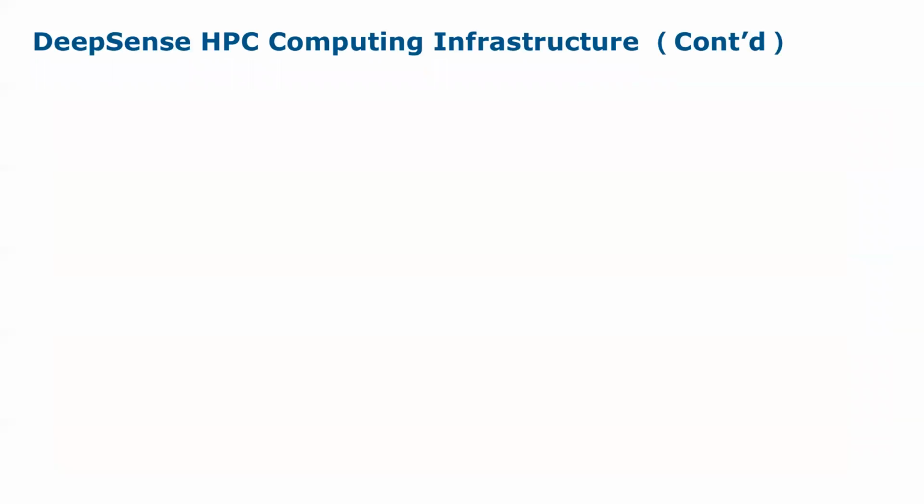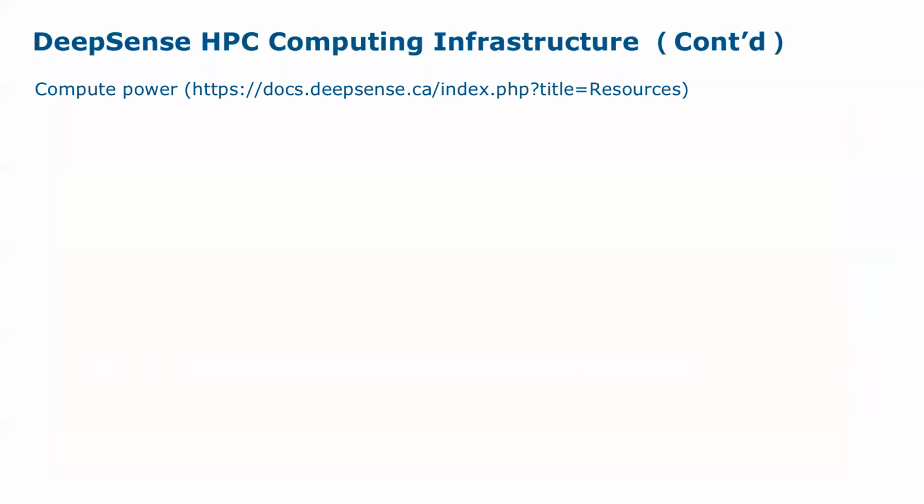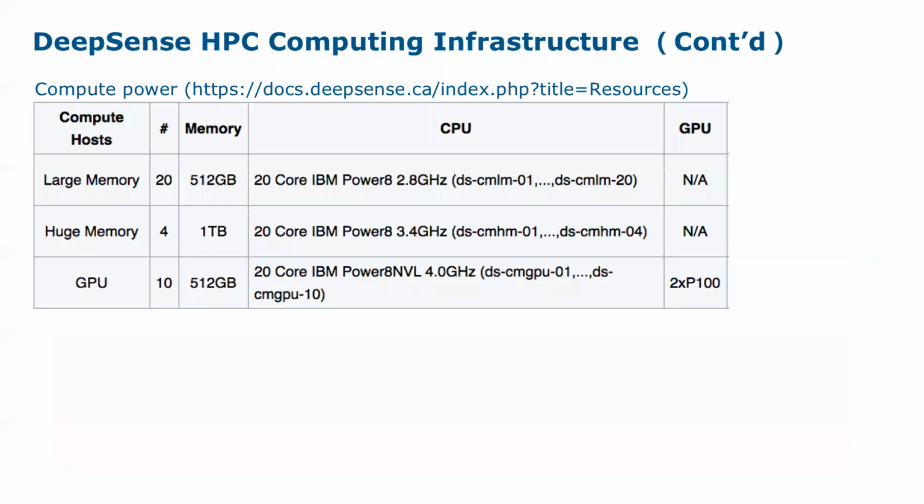What do we have in these racks? First, what compute power do we have? We have detailed information about this. You can find them on the public wiki of DeepSense. I give the link here. For the compute power, you can follow the link to see more details of it. We have three kinds of compute hosts. People also call compute hosts as compute nodes.